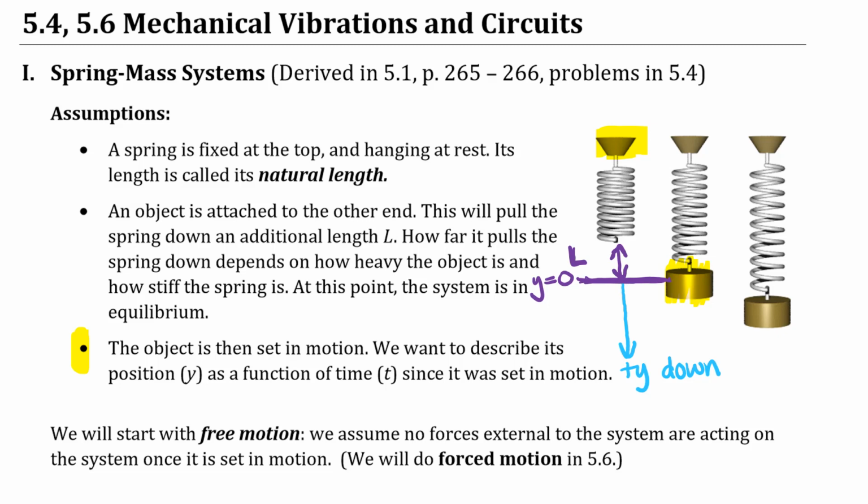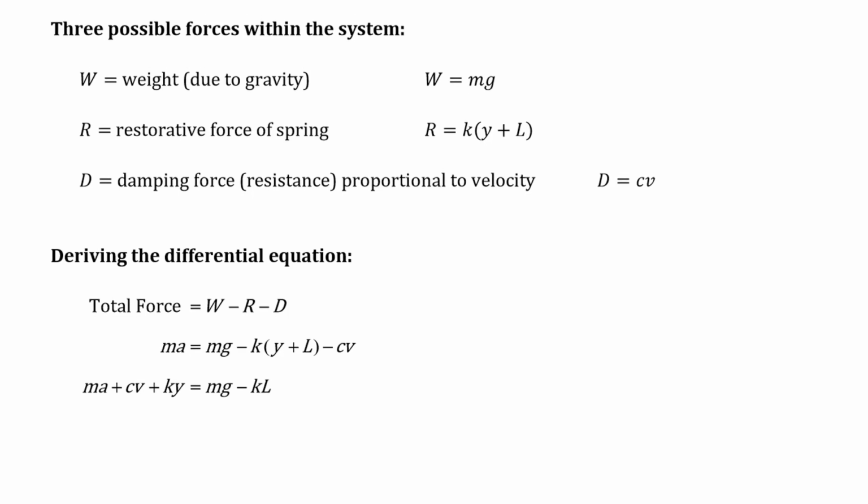So we assume that there are no forces external to the system acting on the system once it is set in motion. So later in these notes, we are going to talk about forced motion, where there is some kind of continuing external force, maybe another part that is moving in the same system and imparting a continuing force to the system. All right, so let's look at setting up the differential equation here. All right, so we've got three forces within the system. So we have the weight of the object due to gravity, and we're going to use g equals 9.8 meters per second squared, or if you are in the US system, we'll have 32 feet per second squared.